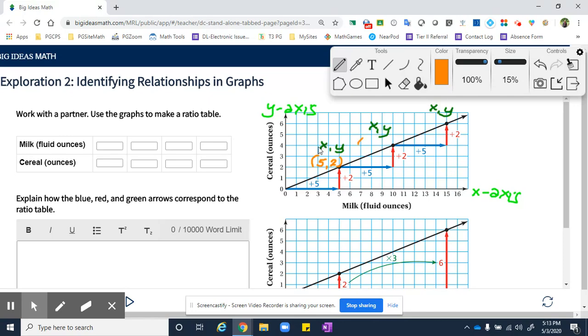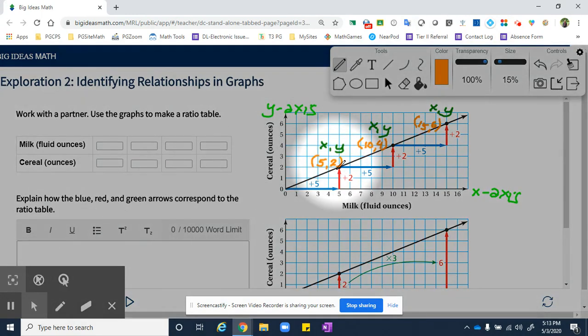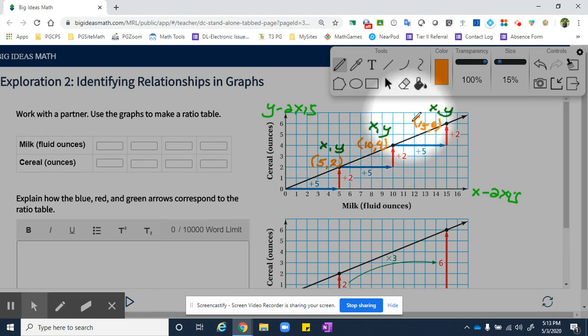Now this represents, what is x? It falls on 10, and y falls on 4. Now this last point, the x falls on 15, and the y falls on 6. Okay, now let me highlight that for you.